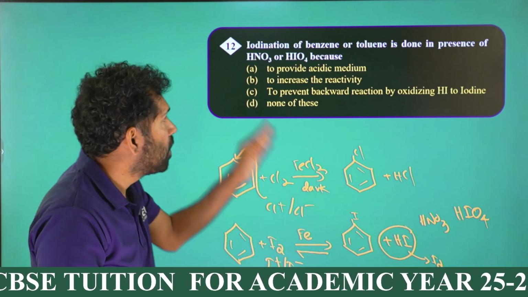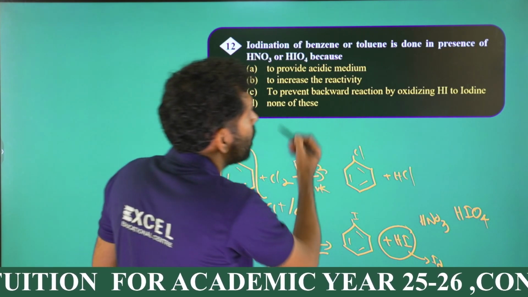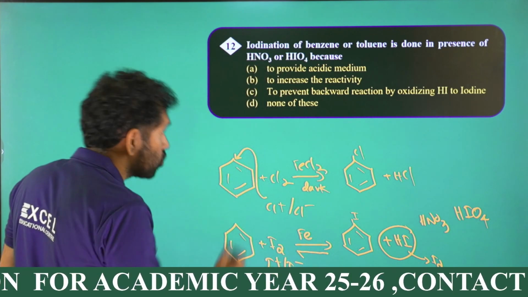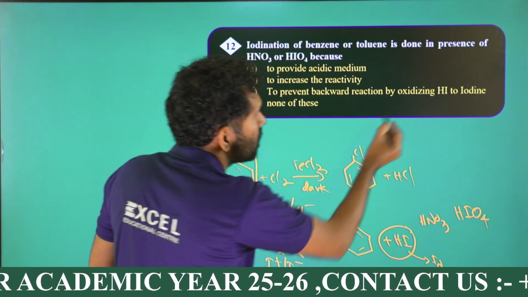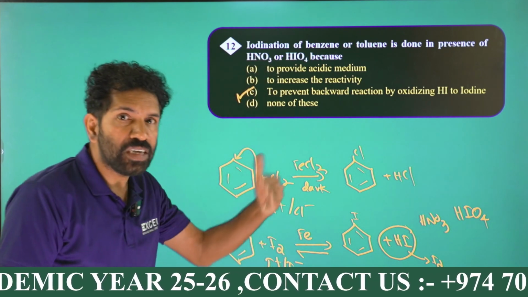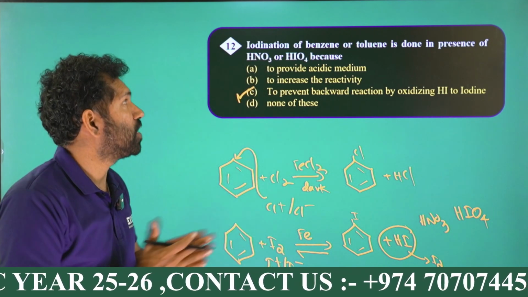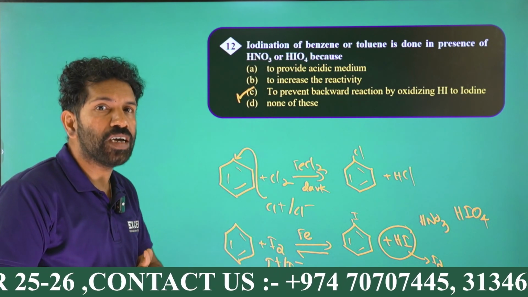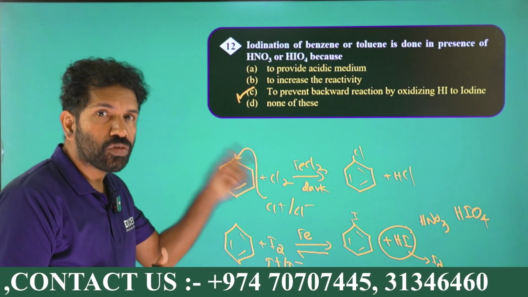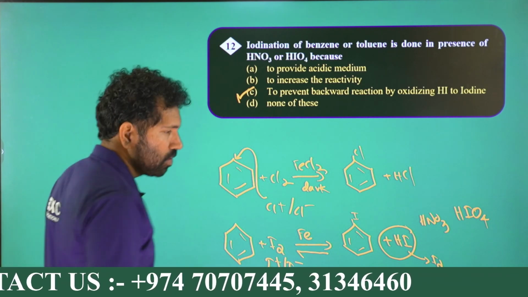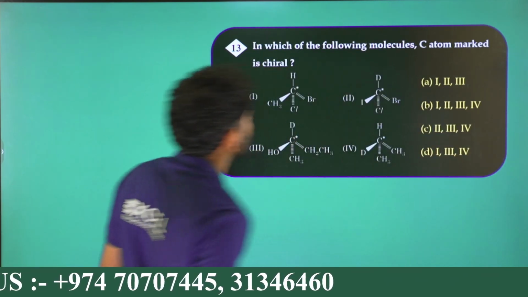So the answer is to prevent the backward reaction by oxidizing HI to I2. So this is the answer. Okay, so option C is the answer. I hope all of you got it, right? So just go through this portion. Okay, next question we are moving to.